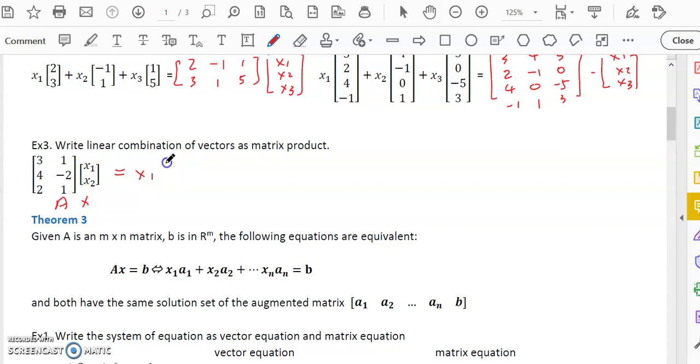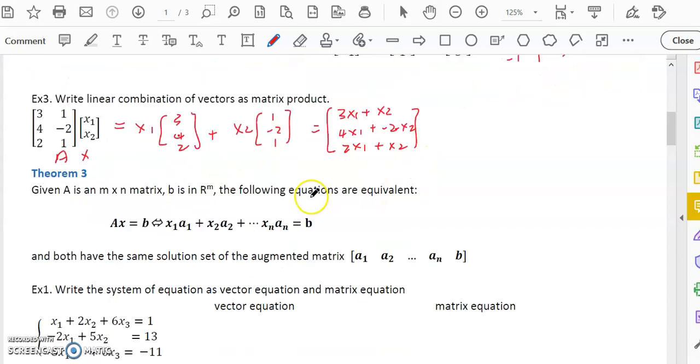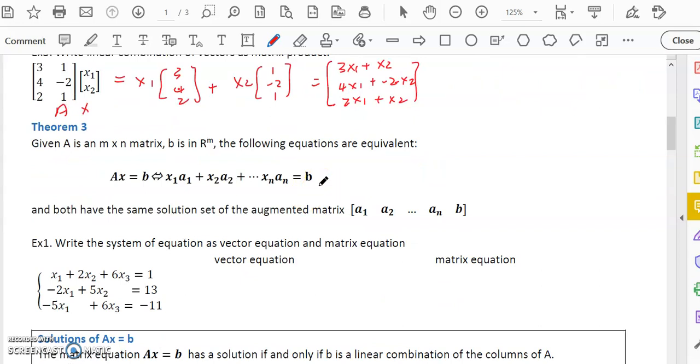So we say x1 times the first column, 3, 4, 2. And then x2 times the second column, 1, -2, 1. So you can actually do them. So it's 3x1 plus 1x2, right? And then 4x1 plus -2x2. Also 2x1 plus x2. So this is the new vector. Okay, so this is just easier. It's just an easier way of writing a linear combination.